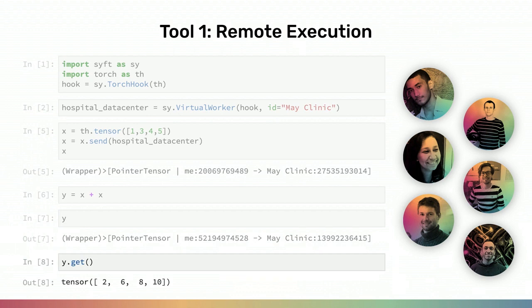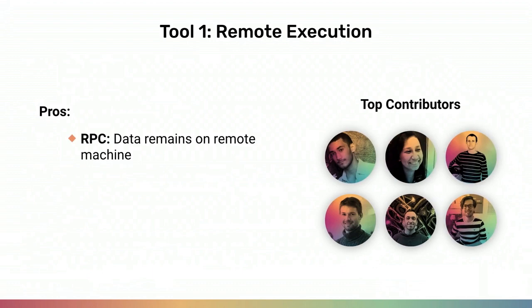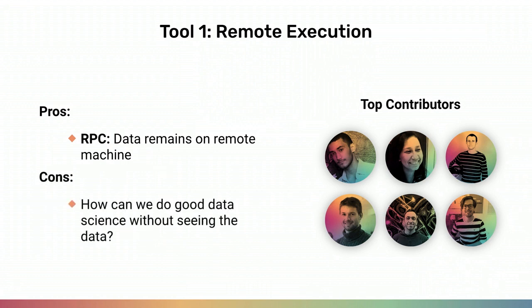Now, finally, we have this very special command at the bottom here, .get, which requests information from the remote machine to be sent back to me. More on that in a bit. So now we know how to do processing using PyTorch on a remote machine. Thus, we can work with data that we never actually call into our own machines. Okay, that's pretty cool. But that opens up another question. How do we actually do good data science when we aren't allowed to see the data?